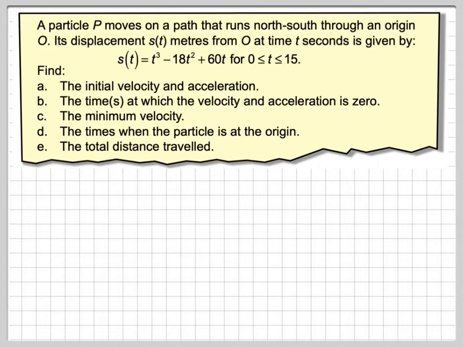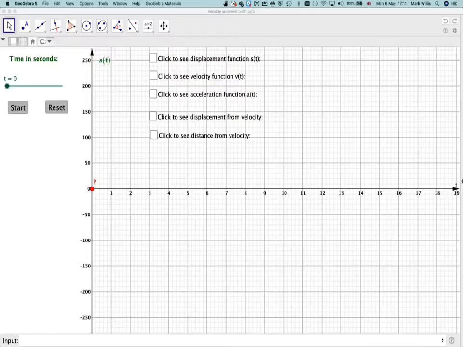Before we look at this, we're just going to look at this GeoGebra app, which I will put in the notes of the video. Here we have a particle P which is going to move in this direction, and this is a measurement of its displacement from the origin. To begin with, the particle is at the origin. If we start, we'll see that it will go up and then go back down, and then it will go back up again, and it will end up somewhere up here after 15 seconds.